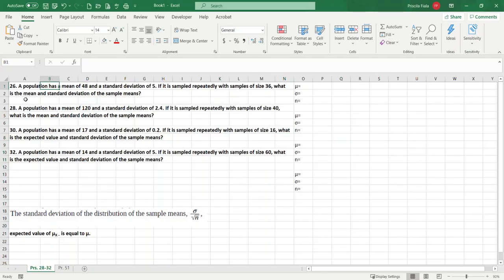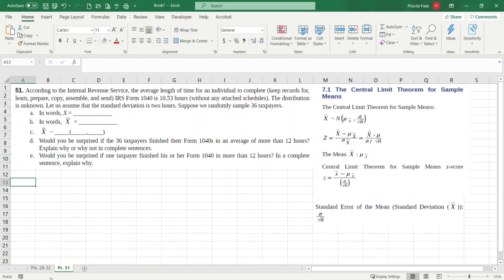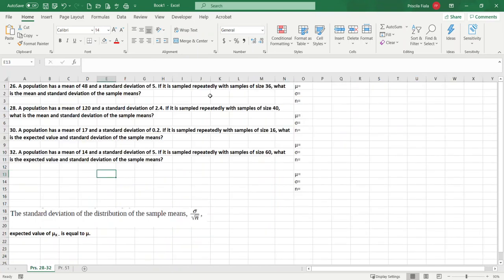Okay, so let's go back here to Excel. I have just assigned a few problems. I do understand there are 3 chapters this week, so this should take you no more than 5 minutes to answer. And then we're going to solve a problem, and that's going to be it for chapter 7. So let's start with the problem.